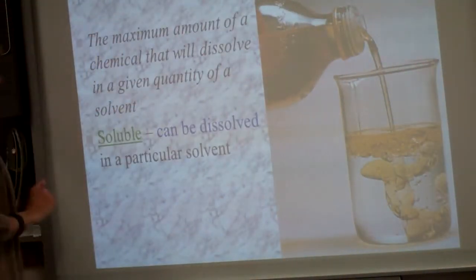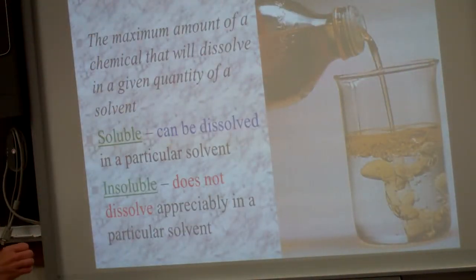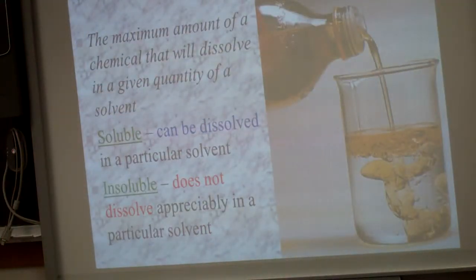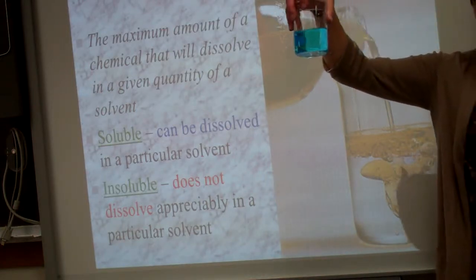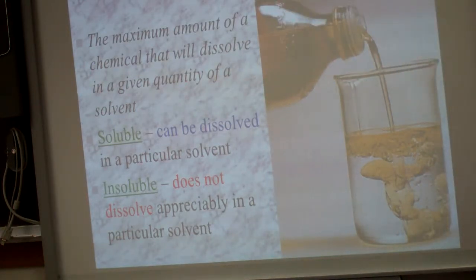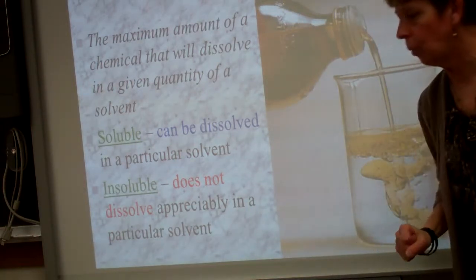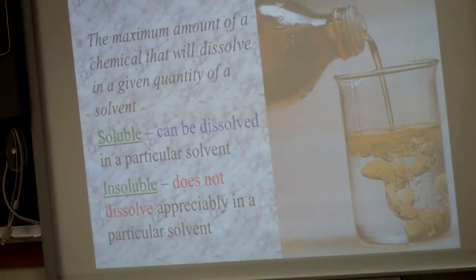Okay. Let's see. I want to get to, will things dissolve? Okay. If they do, we say they're soluble. If they don't, we say they're insoluble. Obviously, my copper 2 sulfate was soluble. It dissolved in the water. Again, this was that blue compound that we started with. Insoluble means it won't. Like oil won't dissolve in water. So we call it insoluble.